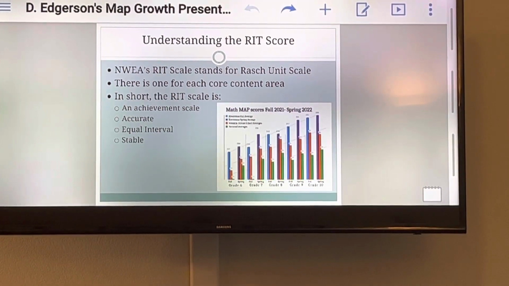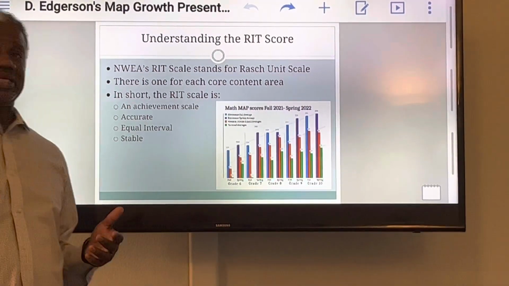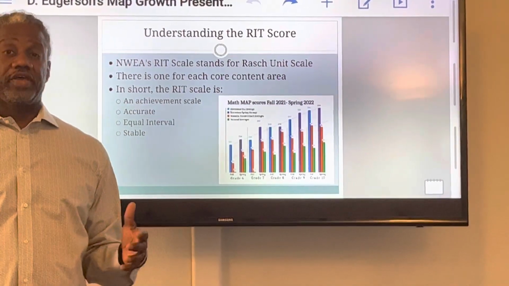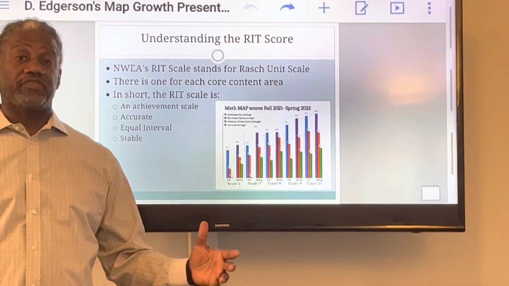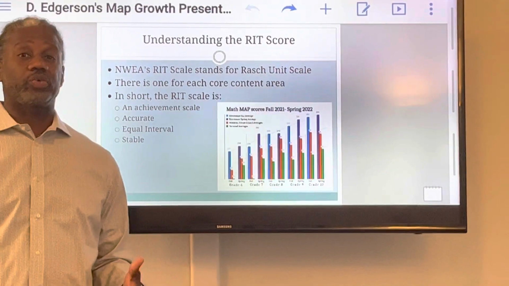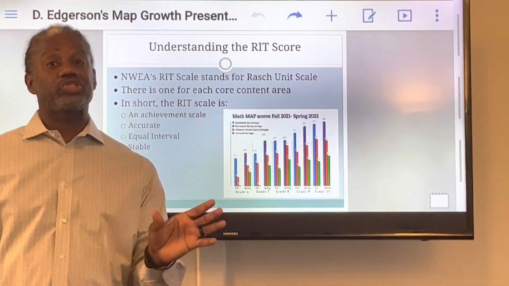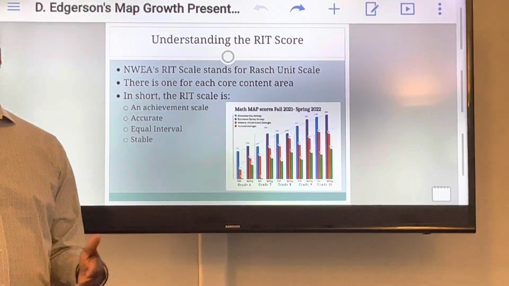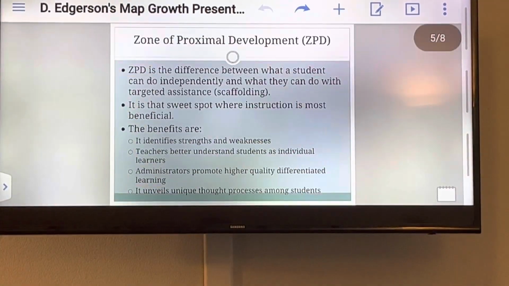And then the scores are stable. What that simply means is that there can be a comparison of scores between a set of students if the scores are on the same scale, or there's a comparison between scores of the same students who may test at different times. So those are the advantages of the RIT scale system.